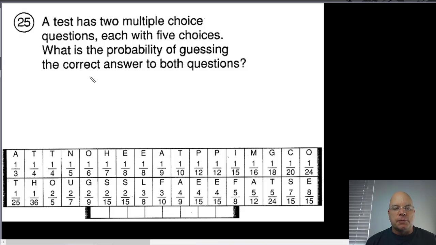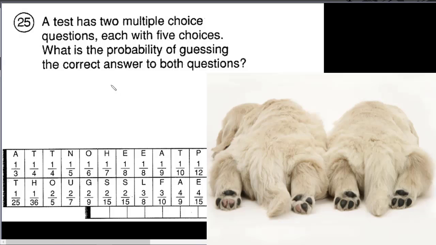So just figure out the probability of guessing correct on one question, the probability of guessing correct on the next question, and then multiply those probabilities together. Do that during the pause and come back and see how you did.